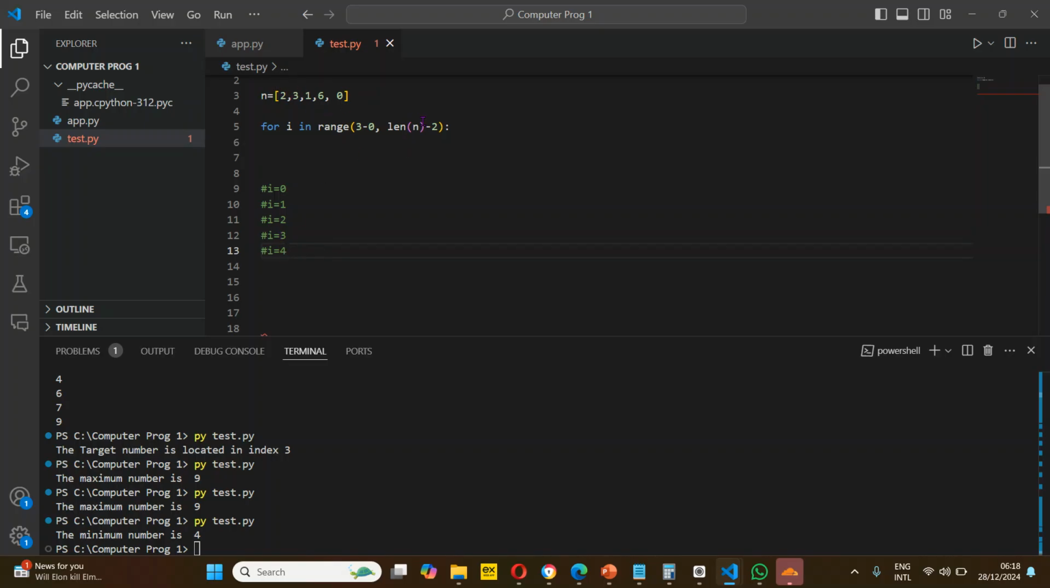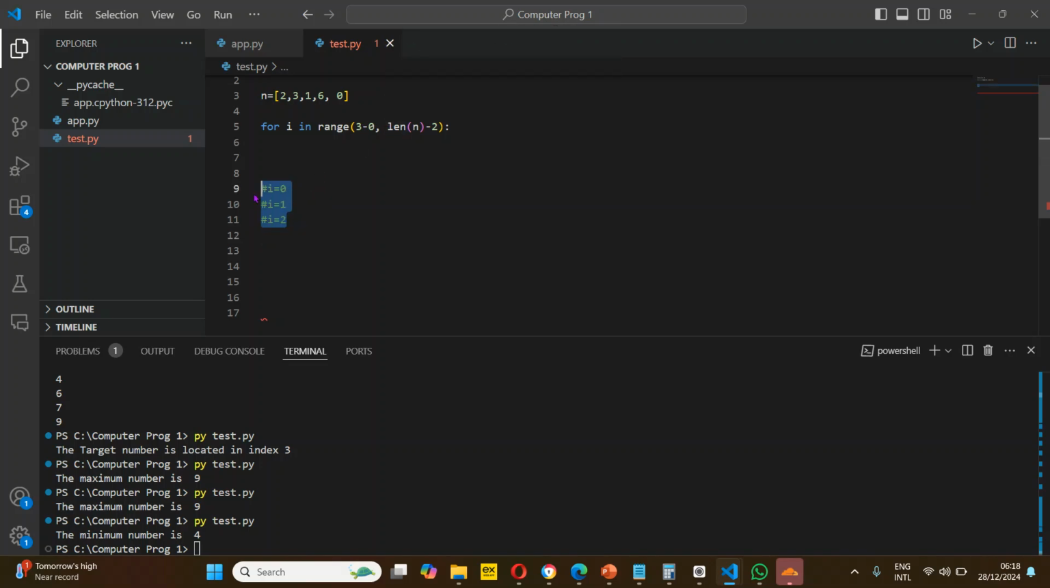So now let's do this. The length of n is 5, right? 5 minus 2 is 3. So 1, 2, 3. So it keeps i equal to 3 and i equal to 4. Now we're left with i equal to 0, i equal to 1, i equal to 2. And we are saying that i should start from 3 because 3 minus 0 is 3. So i should start from 3, right?